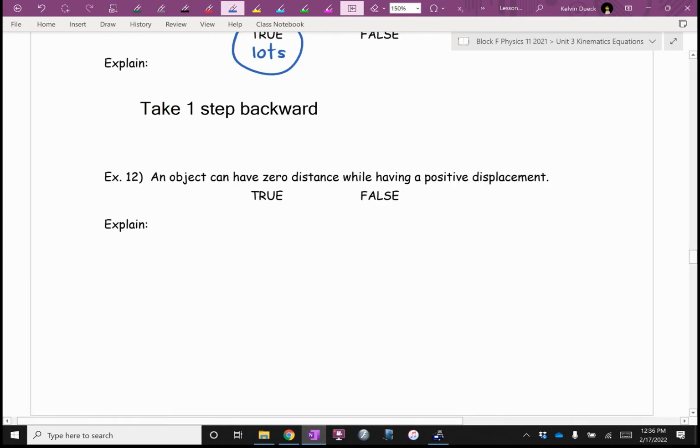Okay, smarty peoples. Example 12. An object can have 0 distance while having a positive displacement. All right, now is the time for you to vote. Again, how high you hold your hand up is how sure you are of the answer. So who says, yeah, Mr. Dewick, I think that's true. We can have a zero distance and have a positive displacement.